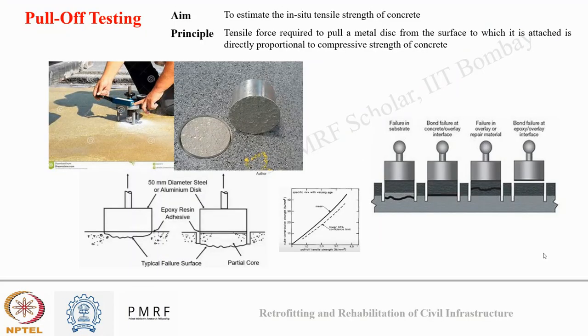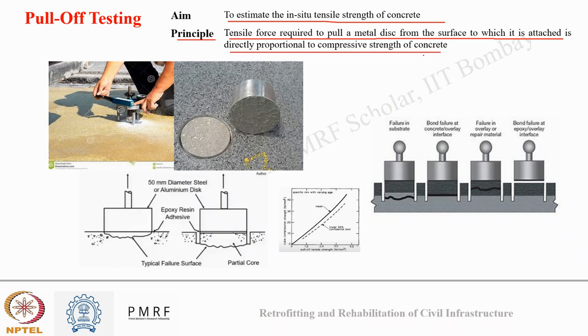Now next is pull off testing. The aim of this test is to estimate the in situ tensile strength of concrete. And on what principle is it based? The tensile strength required to pull a metal disc from the surface to which it is attached is directly proportional to the compressive strength of concrete.